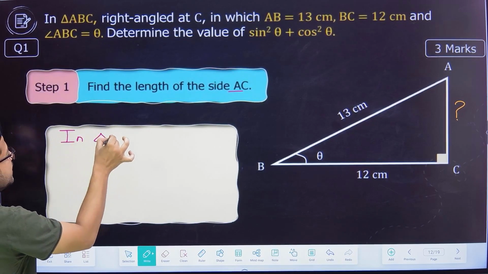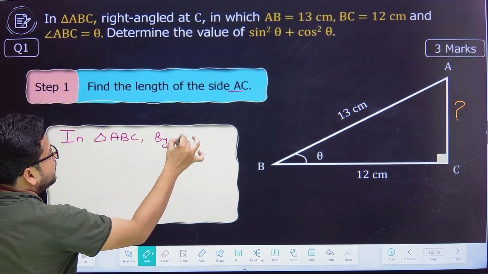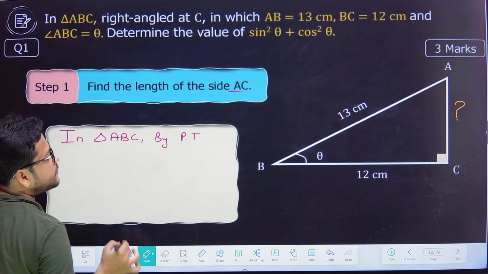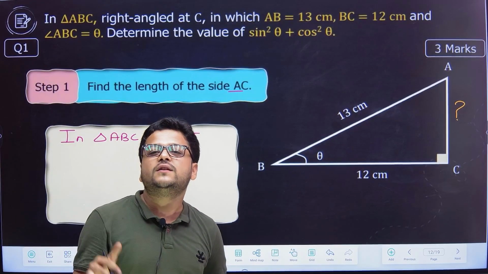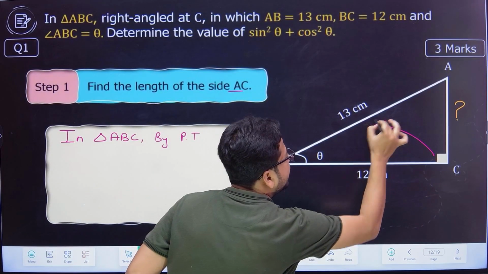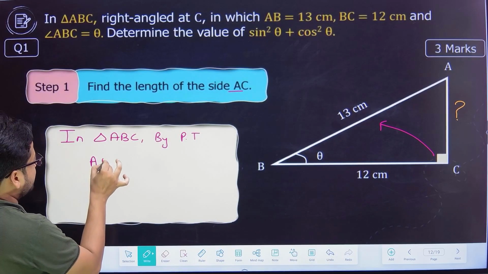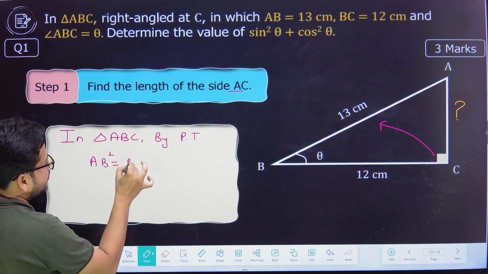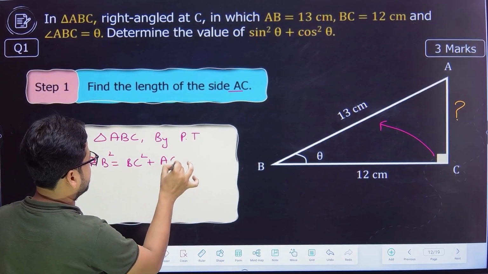In triangle ABC, by Pythagoras theorem. What is Pythagoras theorem? Hypotenuse square is equal to the sum of squares of the other 2 sides of a right angle triangle. Hypotenuse is the side opposite to 90 degrees. So students, AB square is equal to BC square plus AC square, correct?